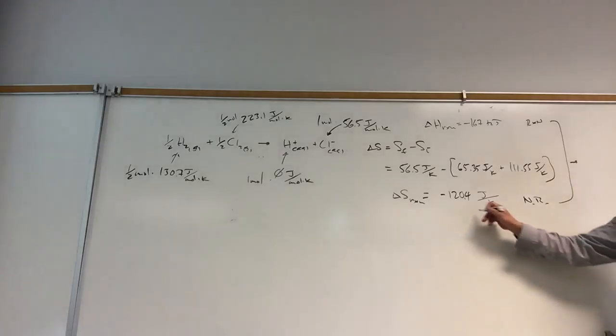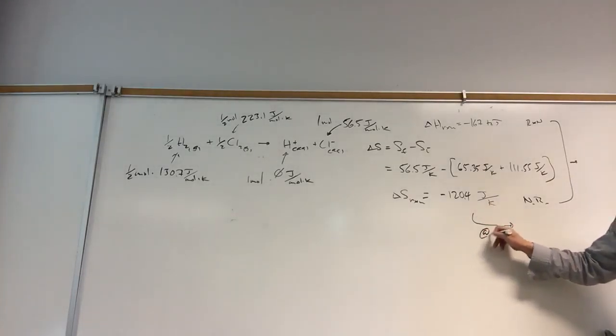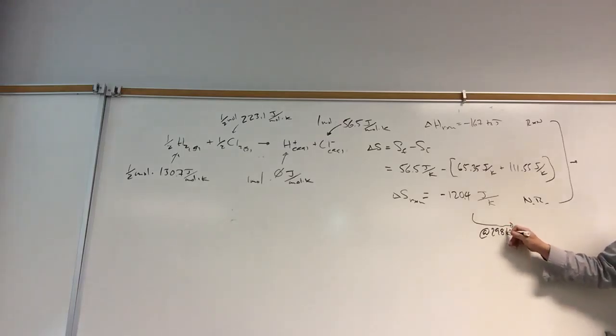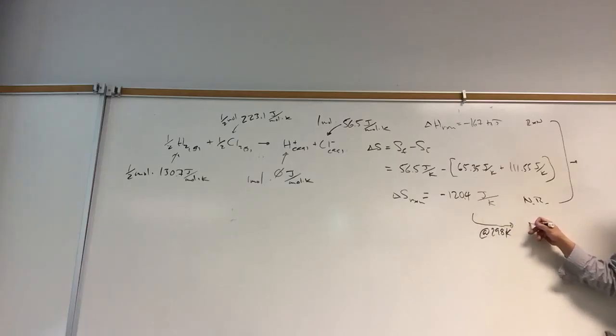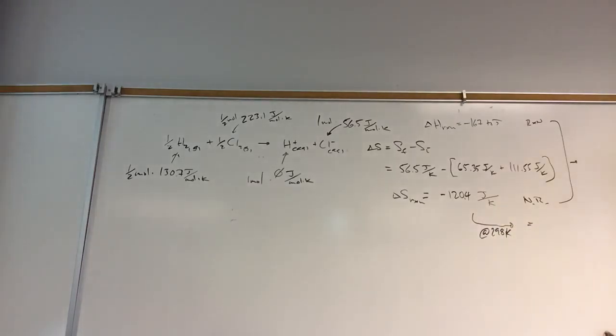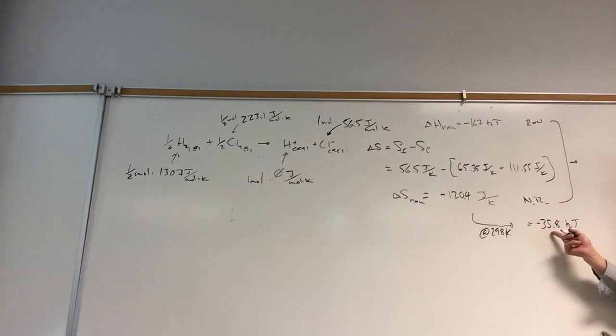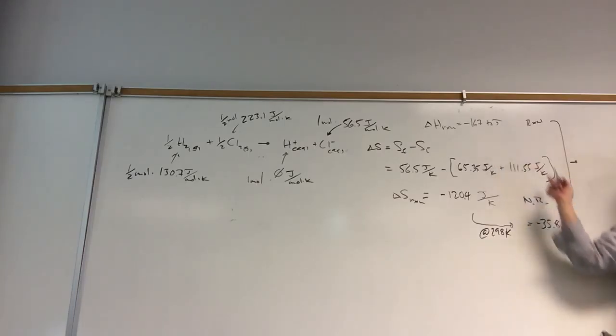But one thing we might try to do is, well, we know what the temperature is. At 298 Kelvin, we can cancel out the Ks. So multiply this number by 298 K, and we should get what? $35,800. So we'll just say 35.8 kilojoules, negative. All right, now let's compare. This is negative 167, this is negative. We want a negative here for delta H, but we want a positive here.